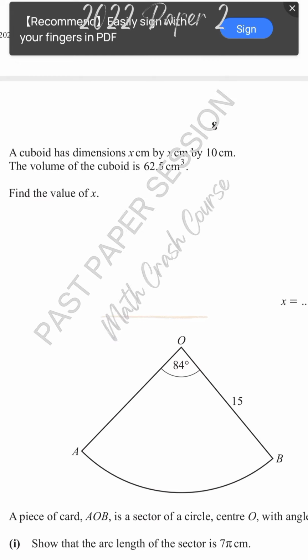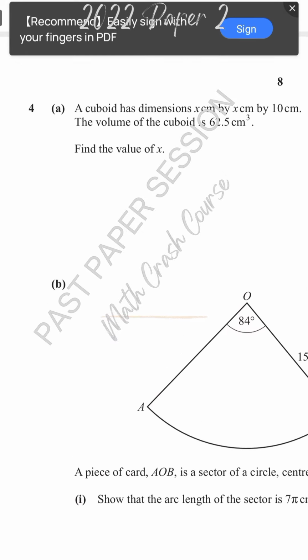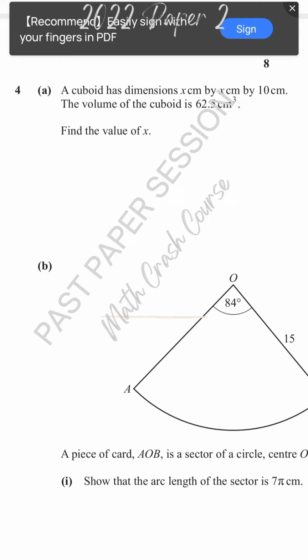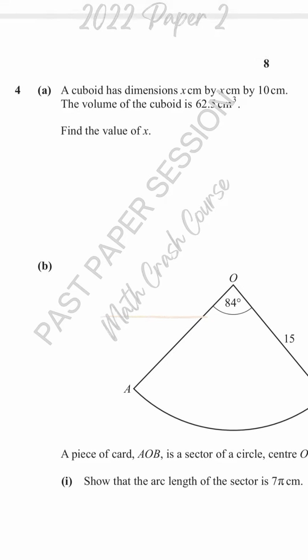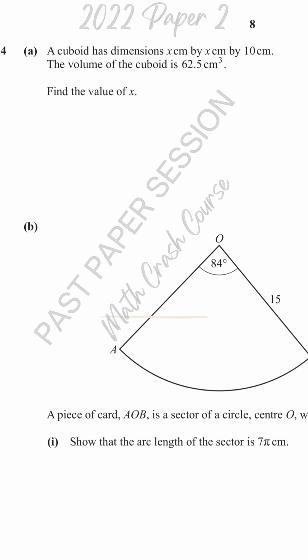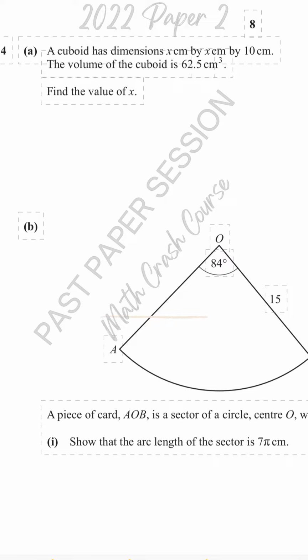Guys, in this question we are going to solve paper 2, year 2022. Today my session is of paper 2. It's a calculator version, so the calculator is allowed. In this case a cuboid is given with the dimensions x by x by 10, and the volume of the cuboid, 62.5, is also given. We are supposed to find out the value of x here.